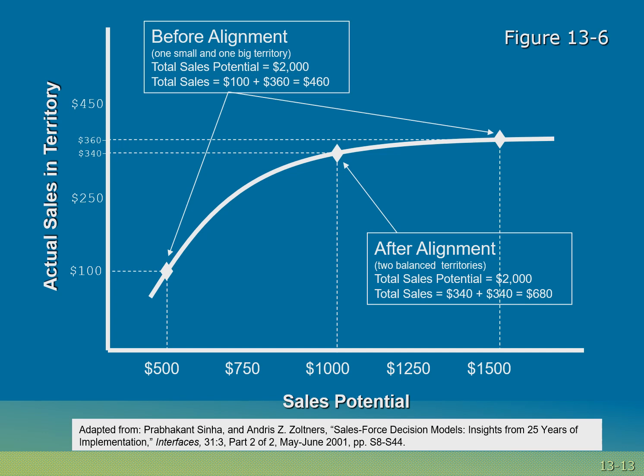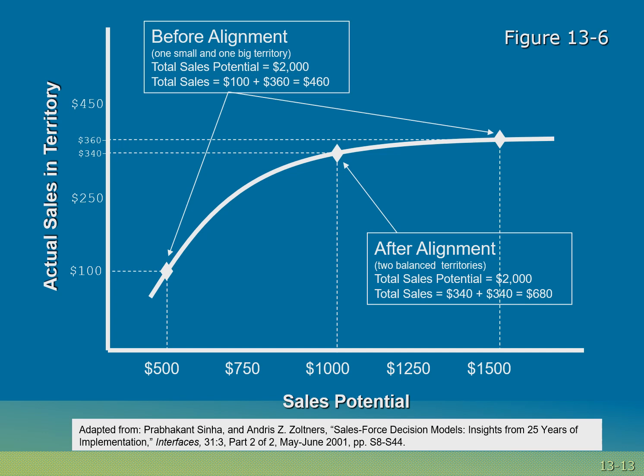So the total sales potential, 500 plus 1,500, is 2,000, right? And total actual sales is 100 plus 360. So the total sales for the company with one small territory and one large territory is $460,000. That's before you do your alignment adjustment. Then through this analysis, you figured you probably should do some alignment adjustment here.